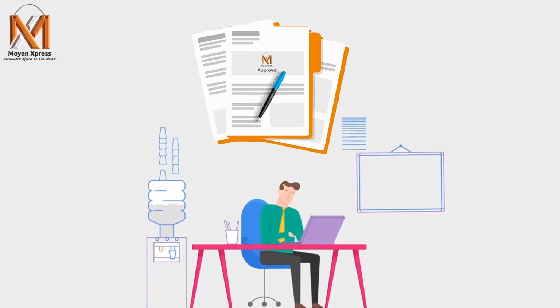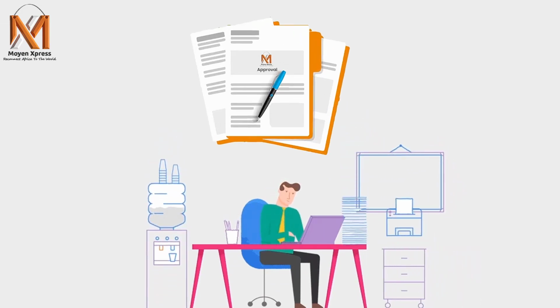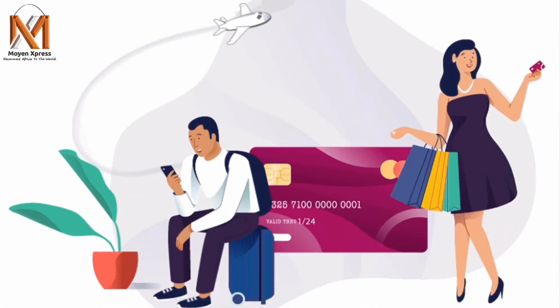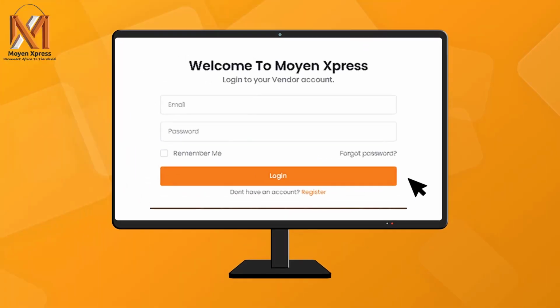After registration, wait for your approval. If your record is correct, we will inform you about your authorization as soon as possible. If your request is accepted, enjoy your seller journey with Moyen Xpress. If you already have an account on Moyen Xpress, you can log in with your email and password. If you can't remember your password, click Forget Password and recover your password with the registered email.